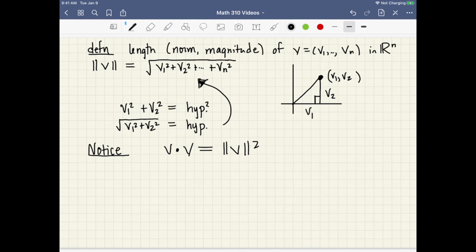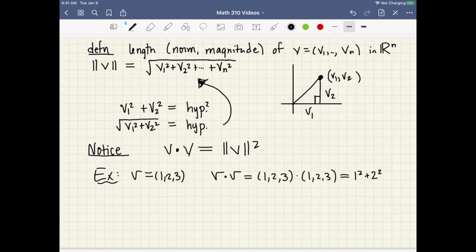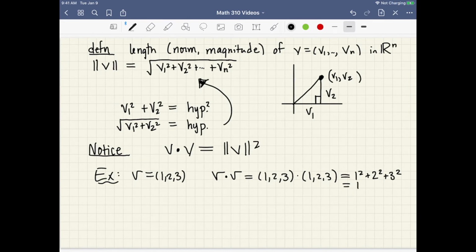So let's do a little quickie example. Let's take the example of the vector v equals 1, 2, 3, and let's calculate its norm. So we can take v dot v. This is 1, 2, 3 dotted with itself. So of course this is going to be 1 squared plus 2 squared plus 3 squared, which works out to be 14. So the norm of v squared is 14, and the norm of v is the square root of 14.